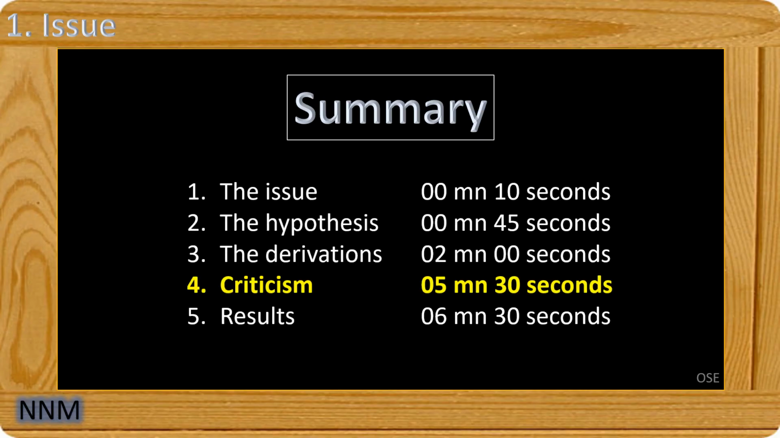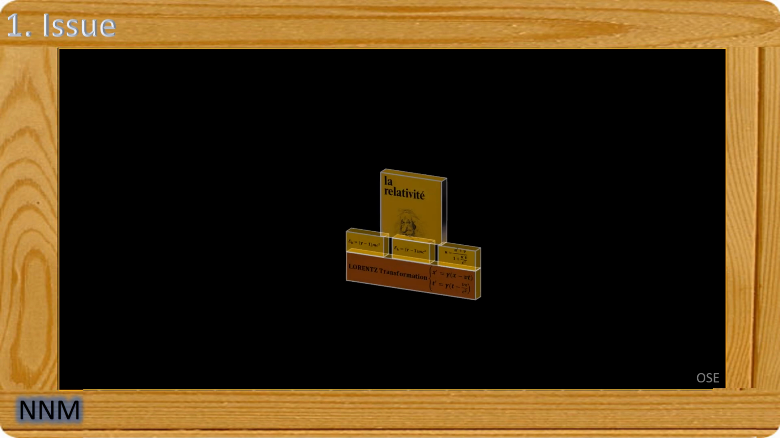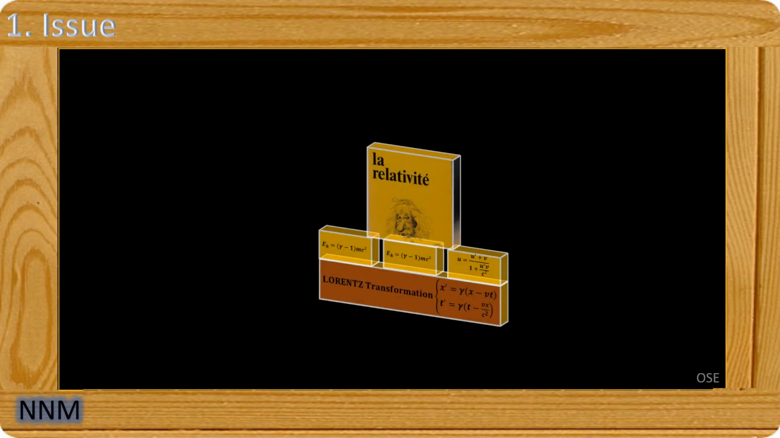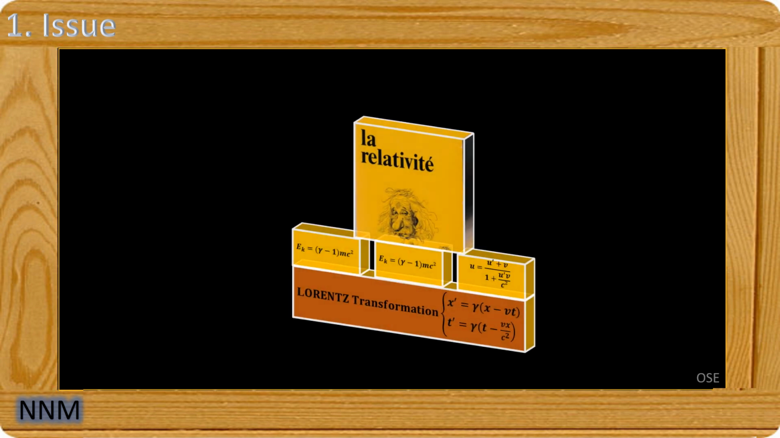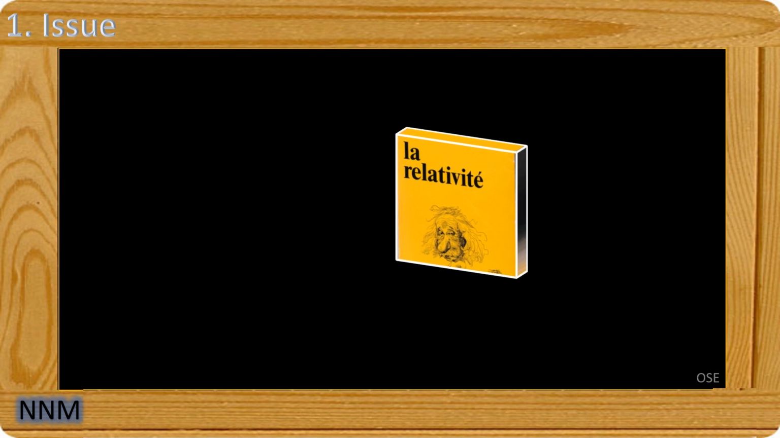Here is the summary of this video. What is the issue? Lorentz transformations are the foundation for relativity theory calculations, such as the gamma factor, kinetic energy, and the addition of relativistic velocities. If the derivation of the Lorentz transformation was false, the theory of relativity would collapse.